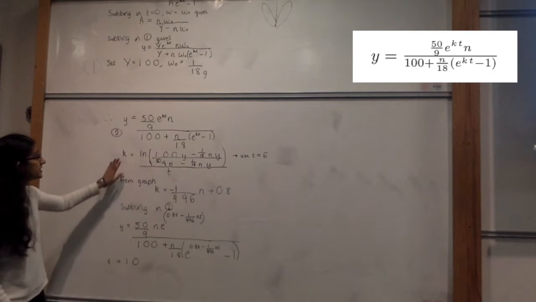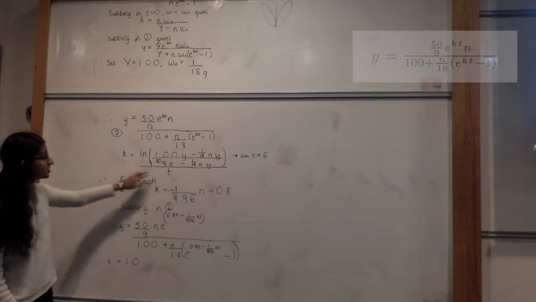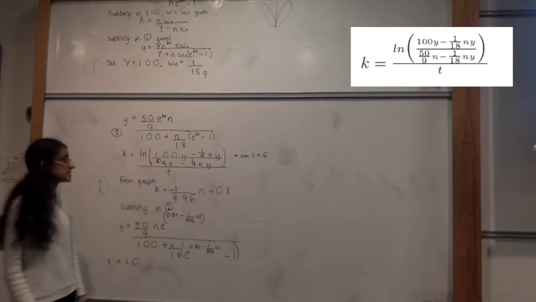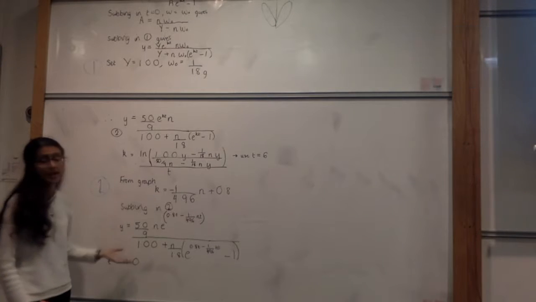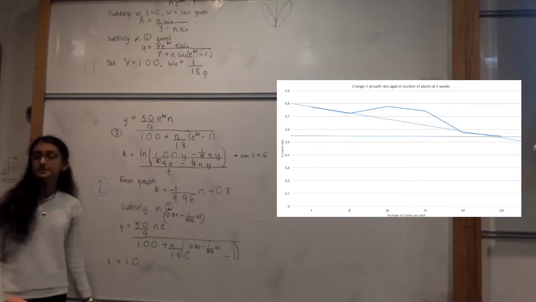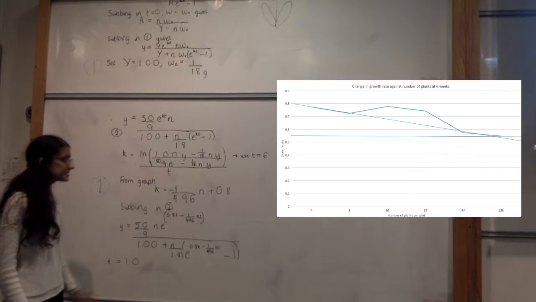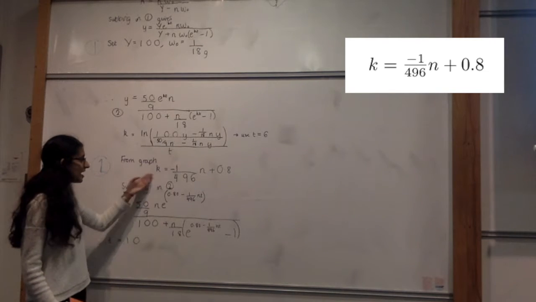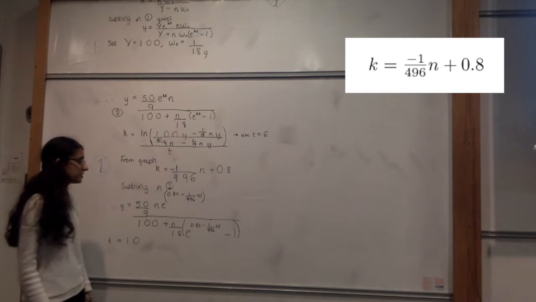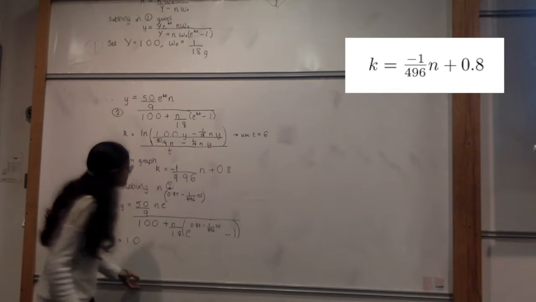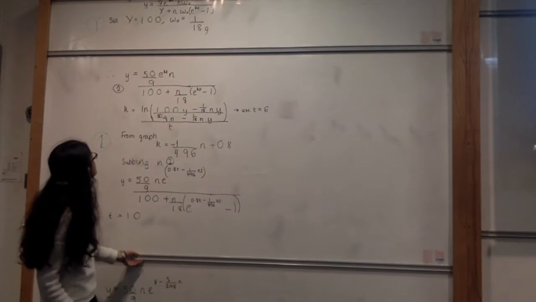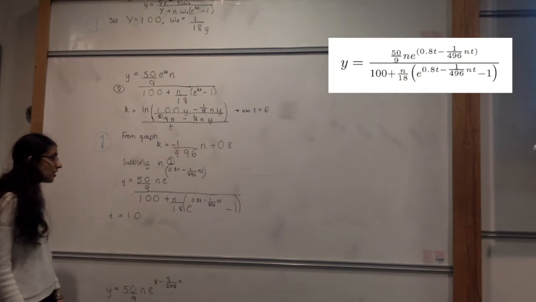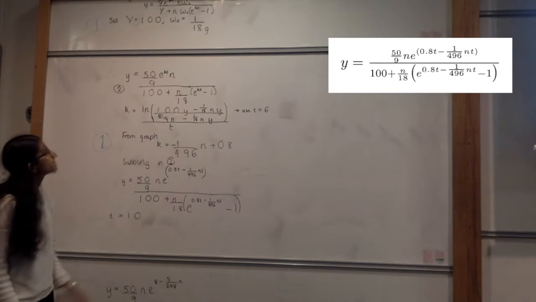Now, we can rearrange this equation for k, which gives us this, and then using t as 6 weeks, using the data we've been given, we can also plot a graph again, which will be approximately a straight line. Finding the y-intercept and the gradient gives us an equation in k and n that is linear, as shown, k equals -1 over 496 n plus 0.8. Substituting this into equation 2, we find this equation, which basically means we've gotten rid of both k and capital A.